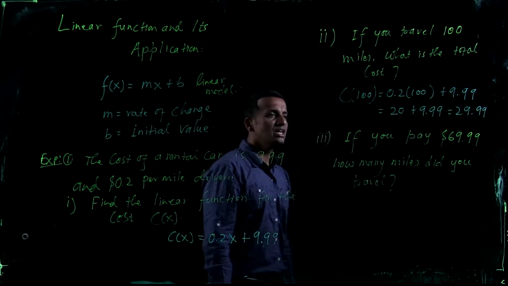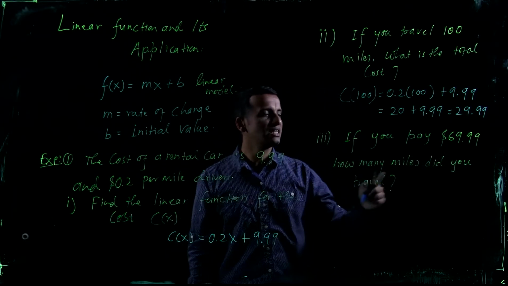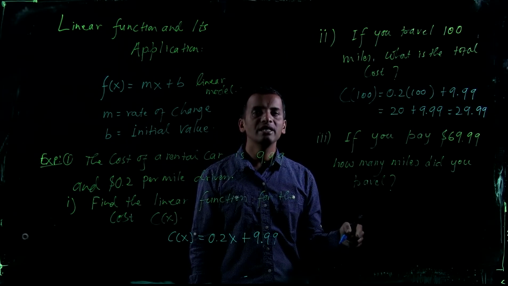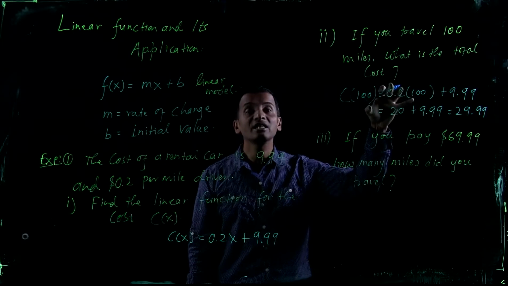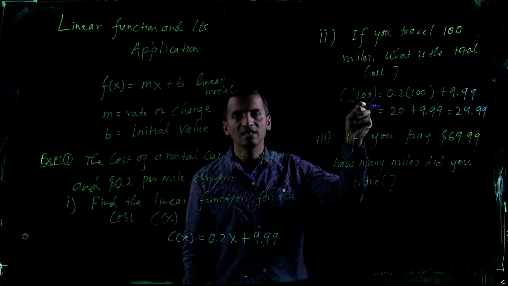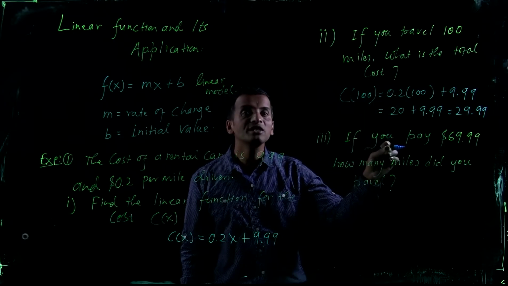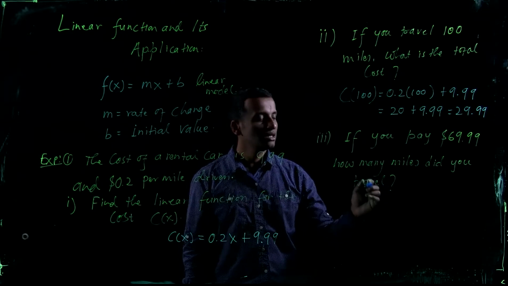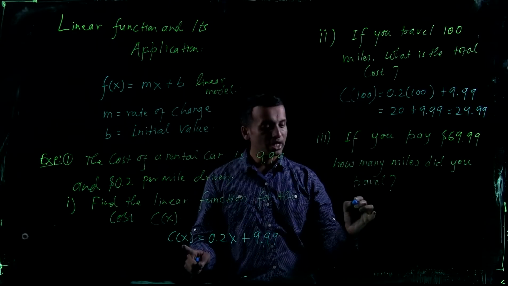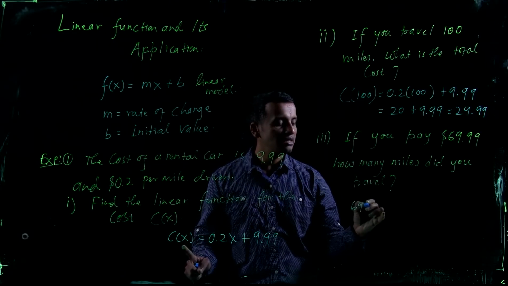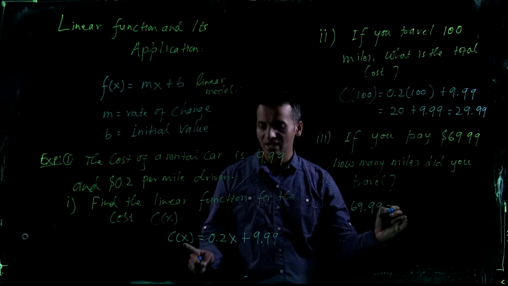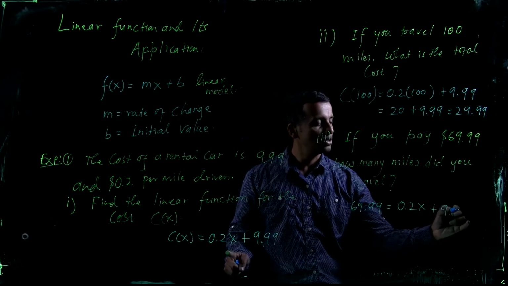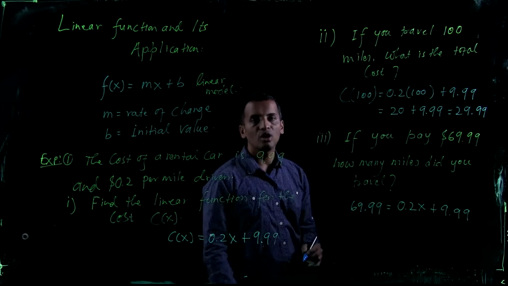Okay, and the last question is, if you pay $69.99, how many miles did you travel? In the previous case, x was given and the cost was asked. Here the cost is given, and you are asked to find x. So what you do is plug in 69.99 on the left side, and on the right side 0.2x plus 9.99, and you want to solve for x.